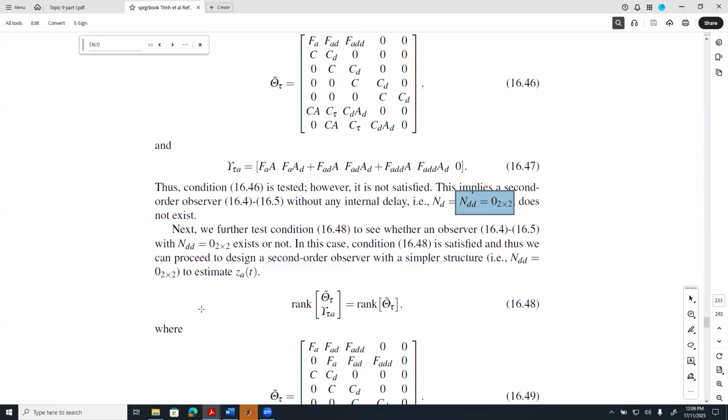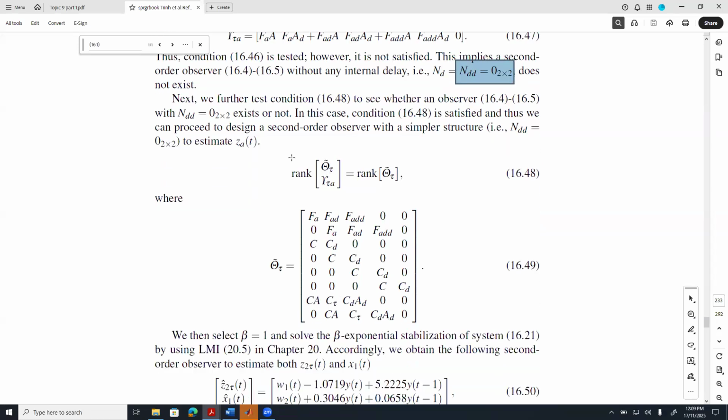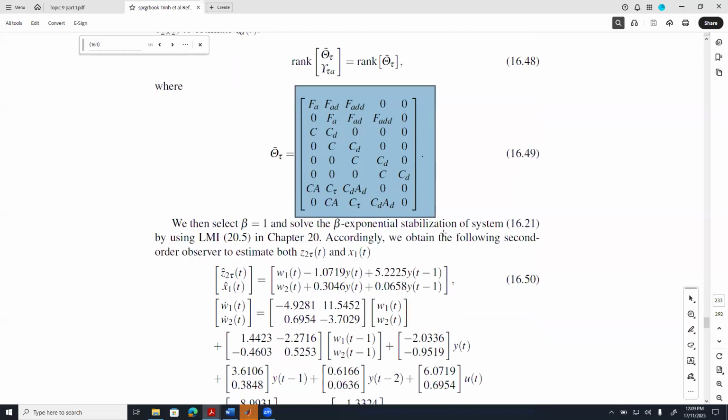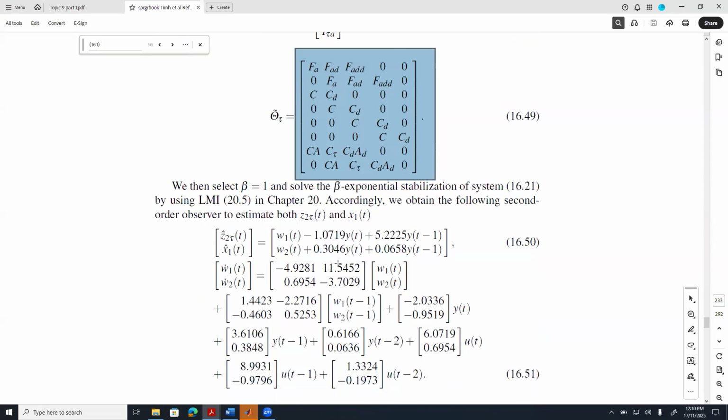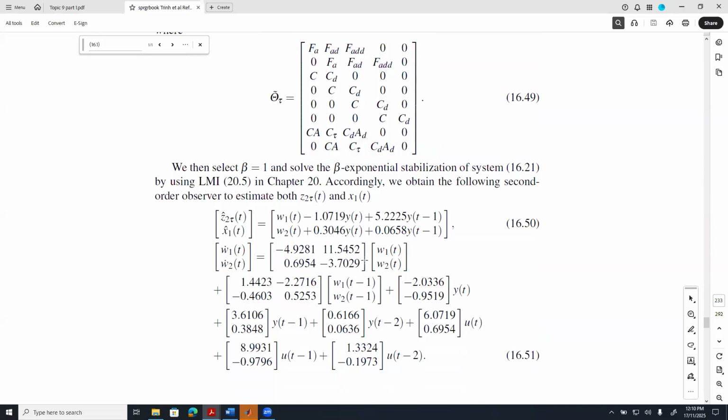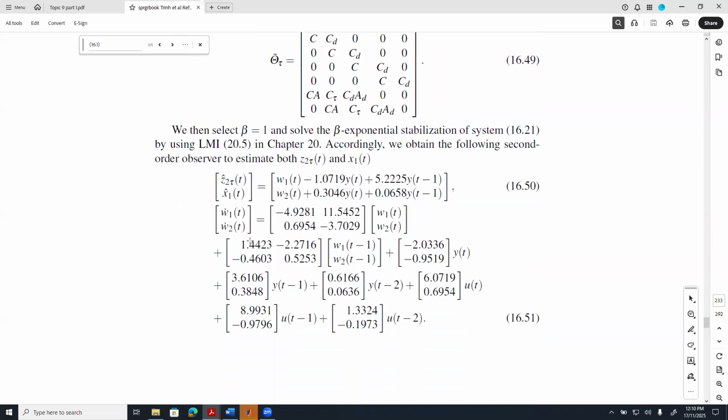And then we test this condition. When we test this condition, we found that it's actually satisfied, and so we went ahead and solved the stabilization problem. And then we arrive at a second order observer with an internal delay. And this is the structure of the observer.